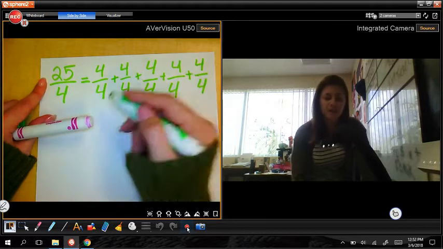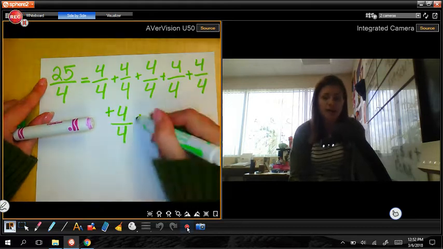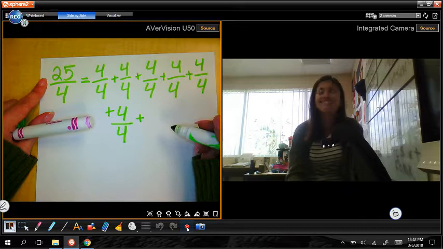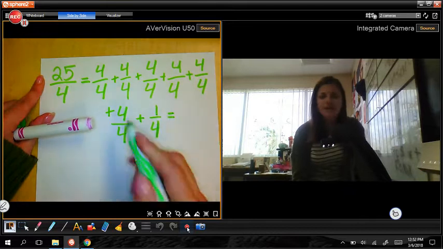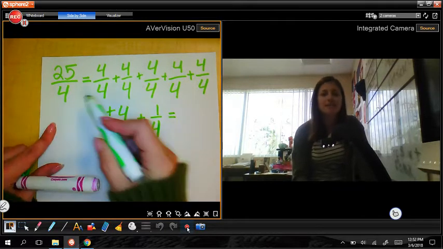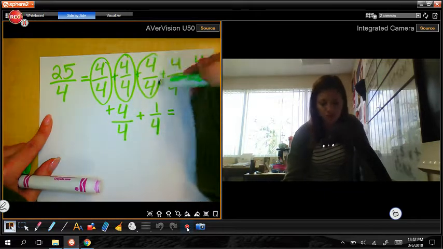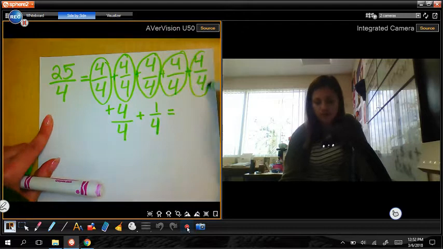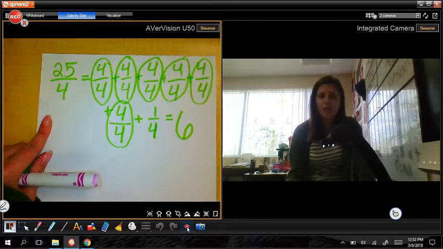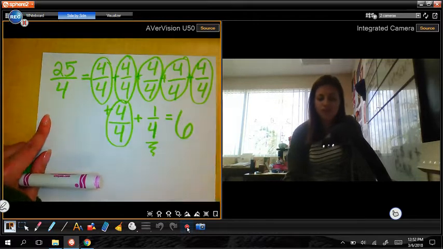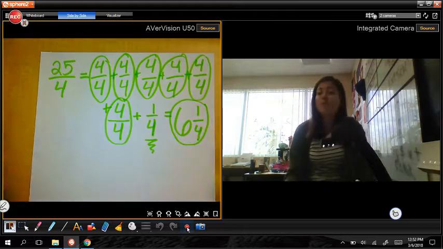So I have enough to do another 4/4. That gets me to 24. And then how many do I have left over that I need to add in? 1/4. Good job. So now it's a little messy because I wrote my numbers big, but to get 25 over 4, that means I'm adding 1, 2, 3, 4, 5, 6 wholes. So I'm going to put a big fat 6 there for 6 wholes, and I have 1/4 left over. So it's 6 and 1/4. So that would be my mixed number.